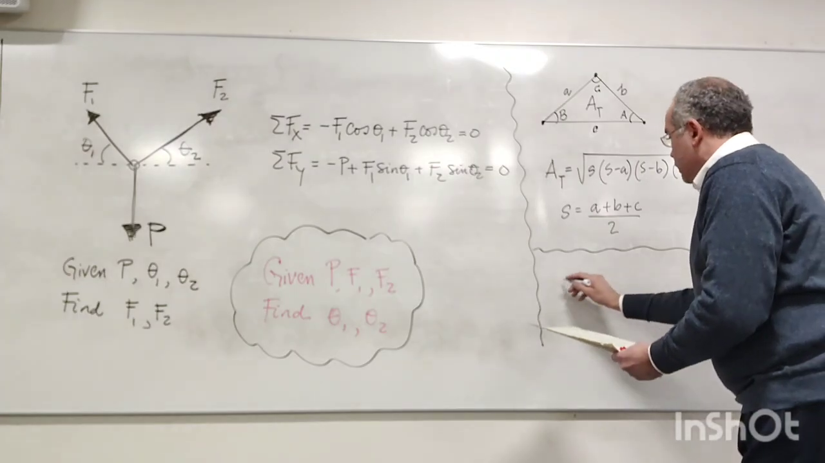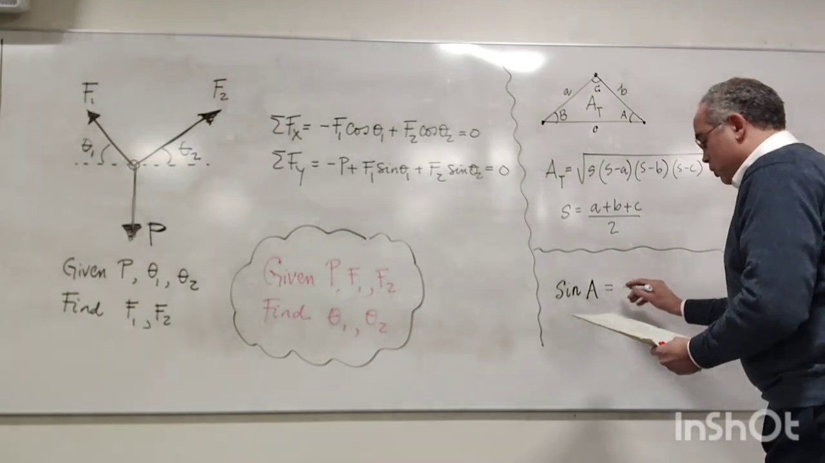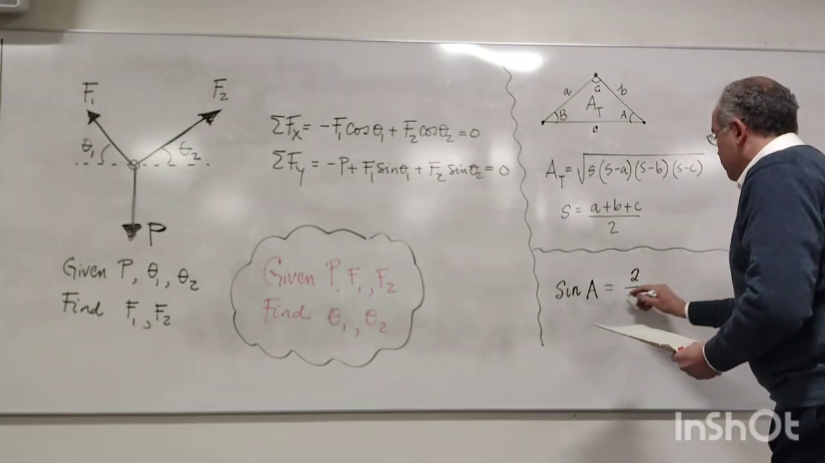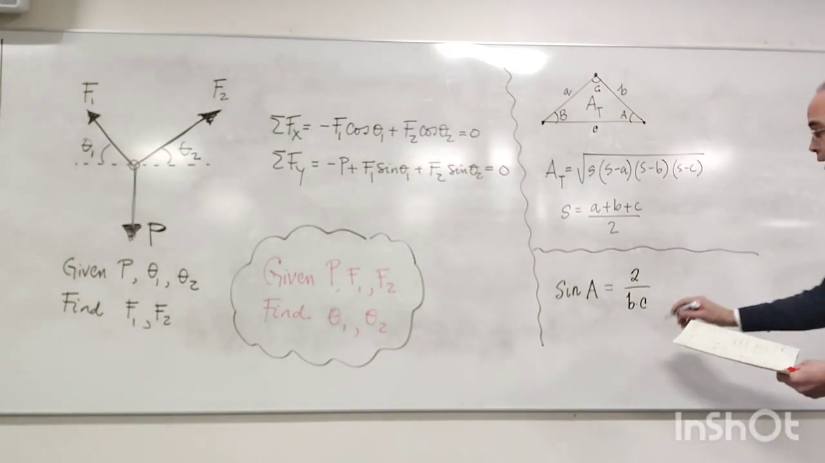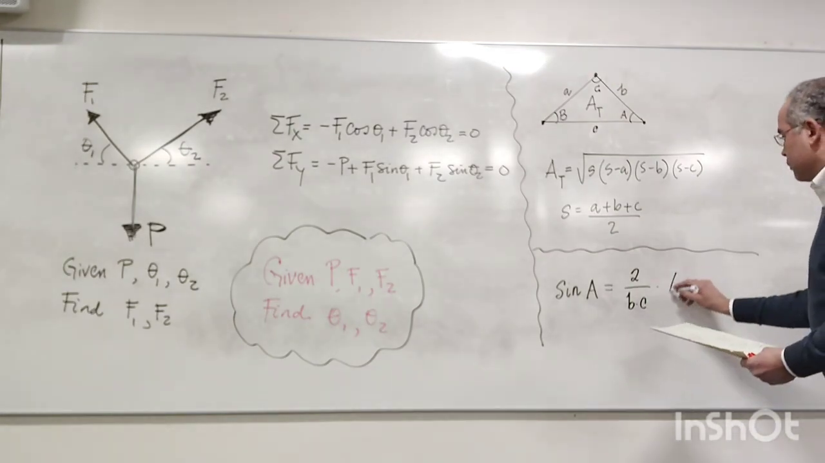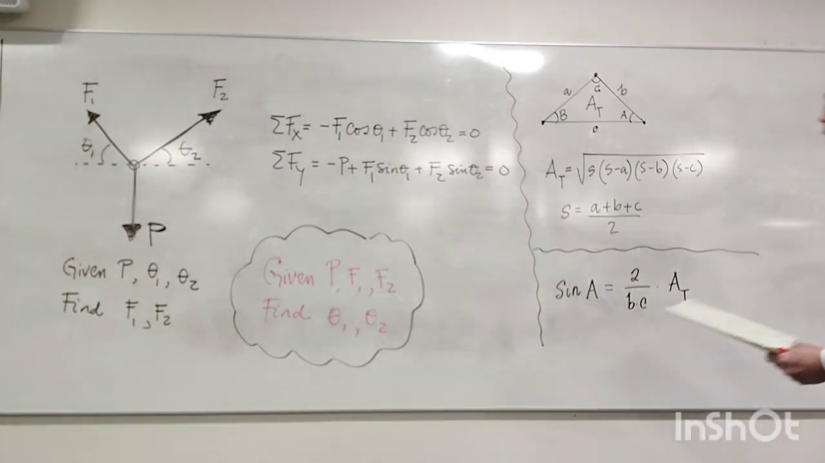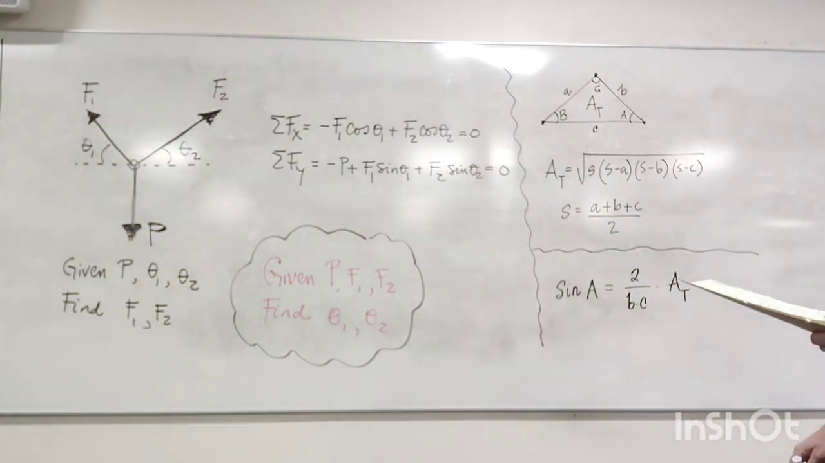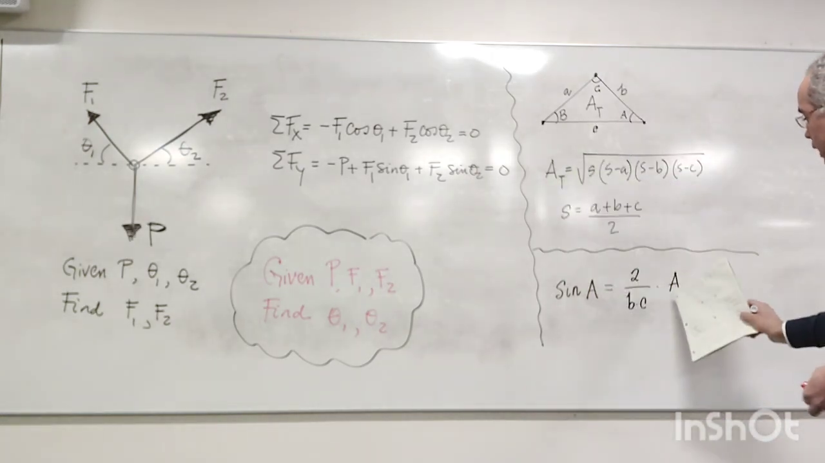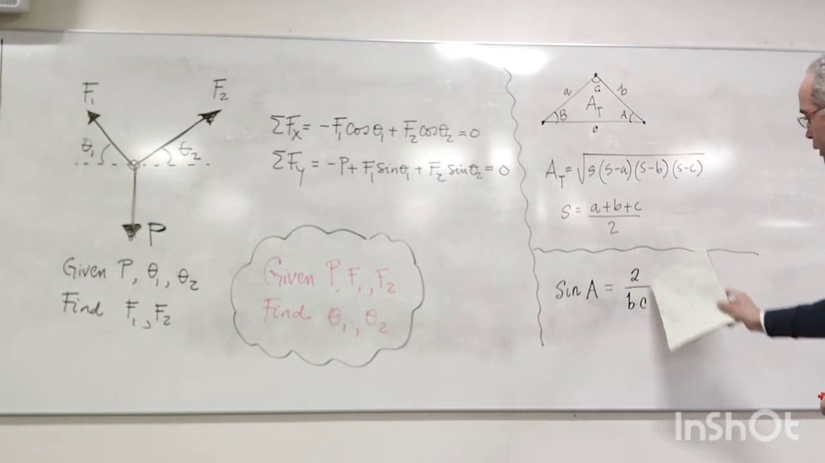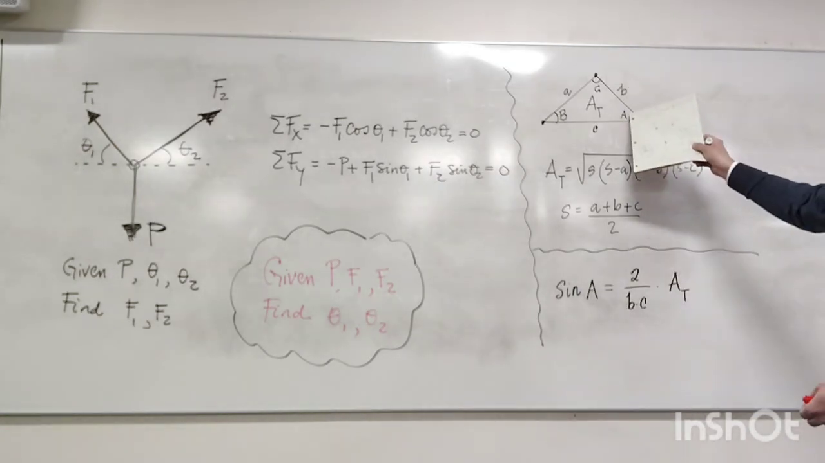The sine of the angle A is equal to 2 divided by side B times side C times the area of the triangle given by Heron's formula. So, if you know the sides, you can find the area, and that area comes in here, multiplies by 2 divided by BC, and that gives you the angle A.